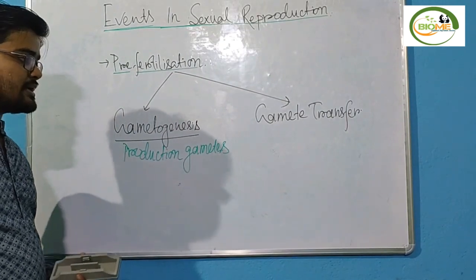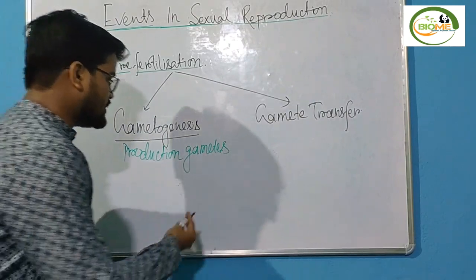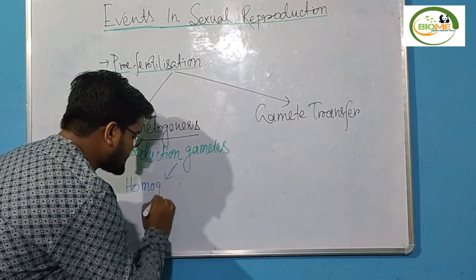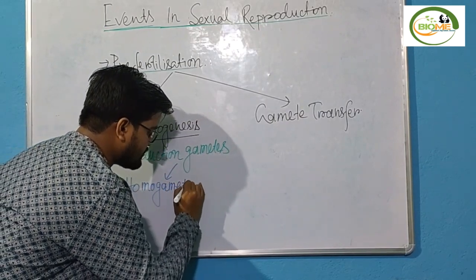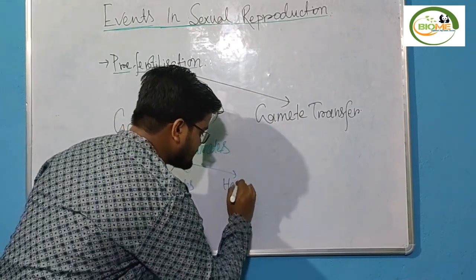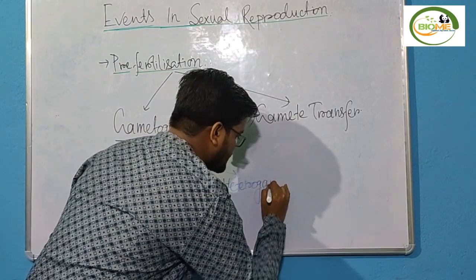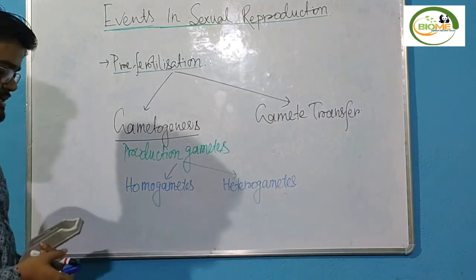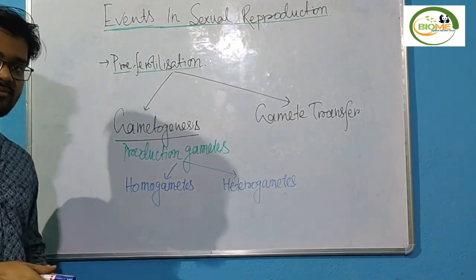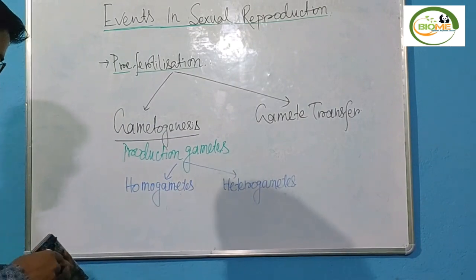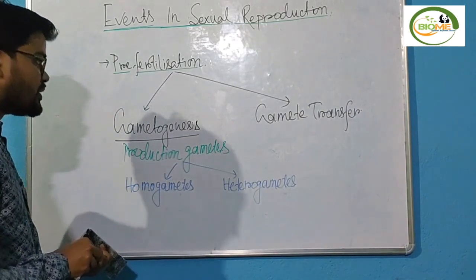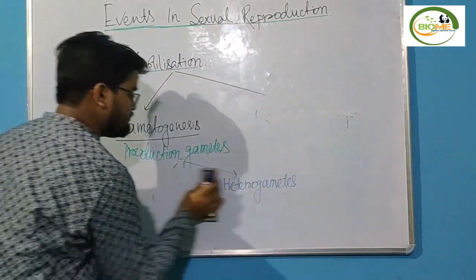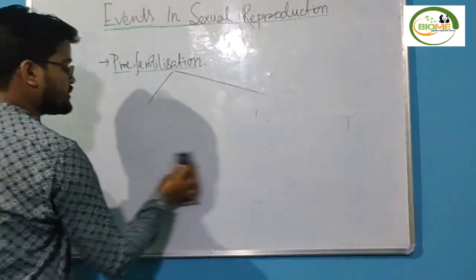Now, what are the types of gametes? As we know, gametes are generally of 2 types. First is homogametes, and next is heterogametes. We have to discuss each in detail, so let's start with the difference between the homogametes and heterogametes, so we can get a clear idea.